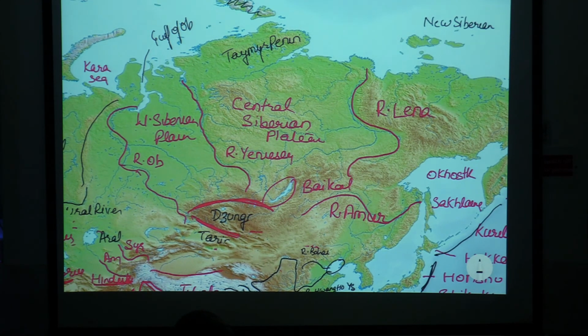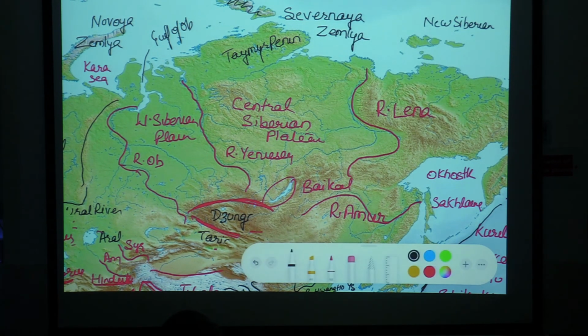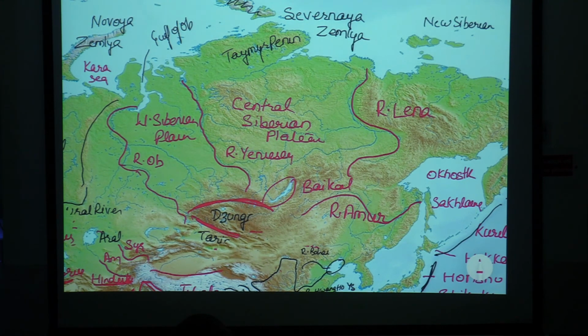These islands are called Severnaya Zemlya. However, this island is Novaya Zemlya. These all are Arctic islands of Siberia. And if I have to label some marginal water bodies, I'll surely say here is East Siberian Sea, and west of it is called Laptev Sea.